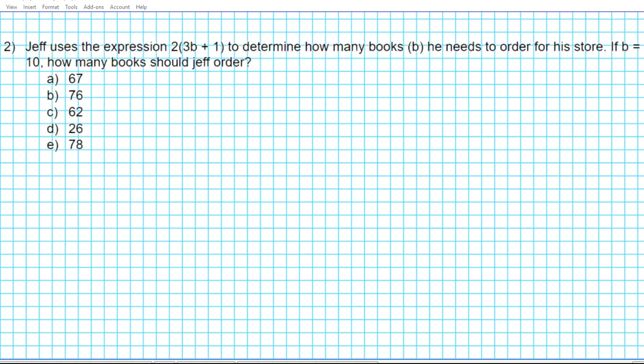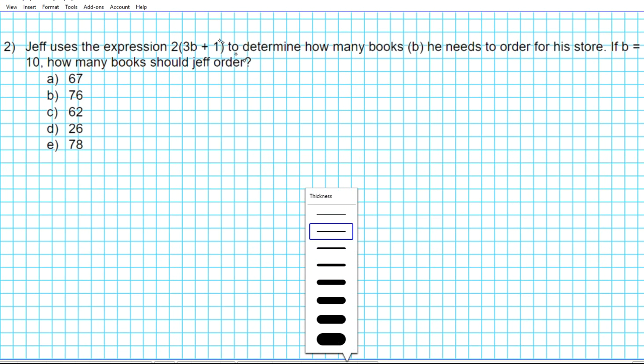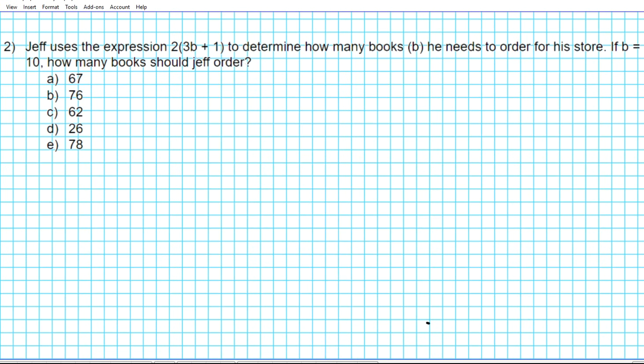Alright, let's take a look at number 2. It says Jeff uses the expression 2 times 3b plus 1 to determine how many books he needs in order for his store. If b is equal to 10, how many books should Jeff order? So all we're going to do is use this expression, 2 times 3b plus 1, to determine exactly how many books he should order.